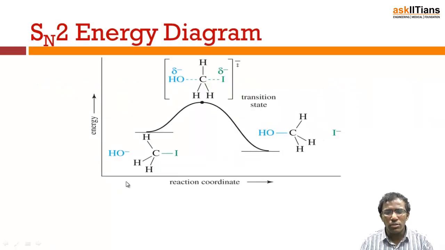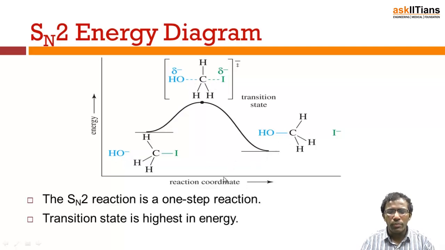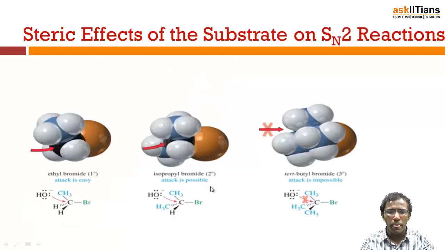This is the energy diagram where there is only one step. Before, in SN1, there are 2 steps. Here there is only one step, a simple transition state. This bond is going to form and this bond is going to break, and this is the product you are getting. So it is a one step reaction and the transition state is the highest in energy.